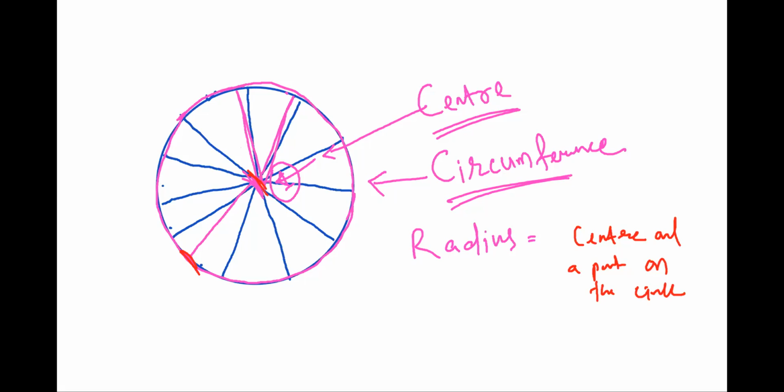Infinite. Yes, we cannot count it because the points on the circle are infinite. So we can say every point is connected to the center and it is its radius. So the number of radius is infinite. We cannot count it. Right? Okay, very good.